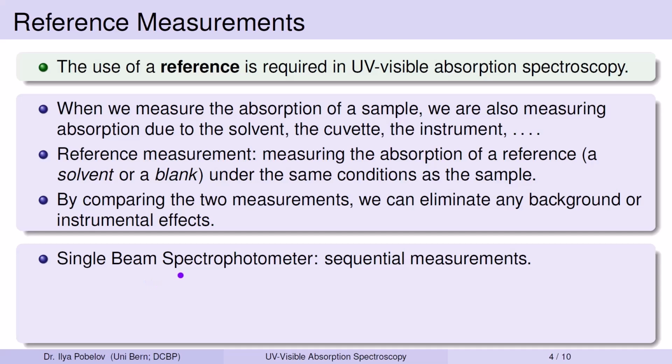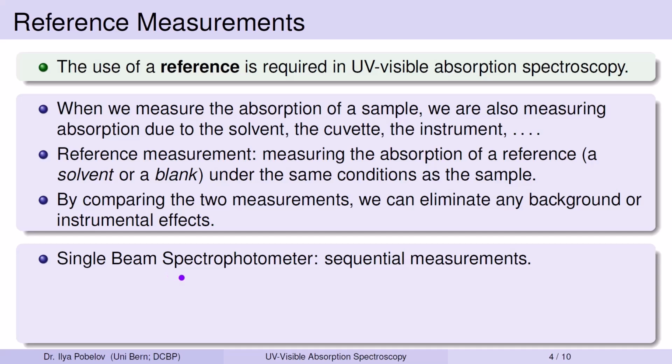Using a single beam spectrophotometer, measurements are carried out sequentially. In this setup, the instrument first measures the intensity of the light source without the sample, which serves as the reference. After this, the sample is introduced and the intensity of the light passing through the sample is measured.